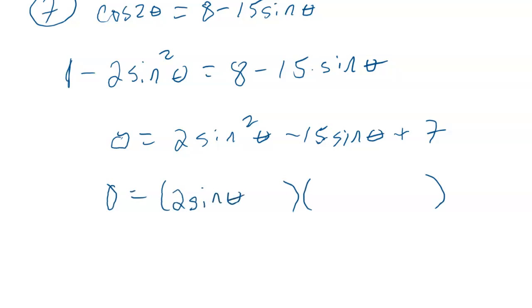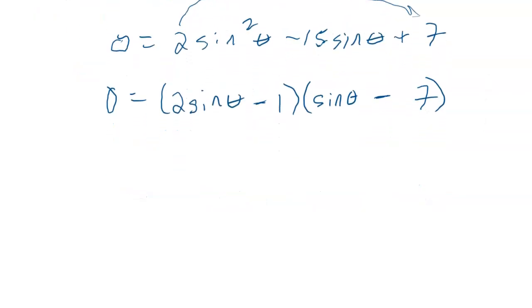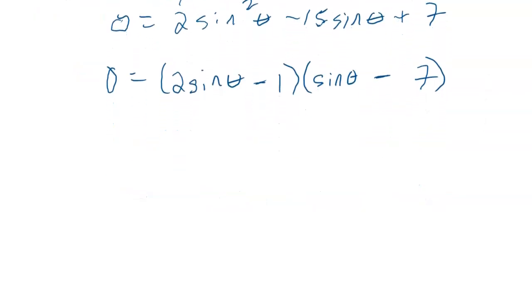This would be 2 sine theta, and this would be sine theta. If you notice, I need to have a 14, so the 7 needs to go here. They're both going to be negative. And that's what we have. So I'm going to continue here. When I have a product that is equal to 0, I set each factor equal to 0. So I get sine theta is equal to 1/2, and sine theta is equal to 7.